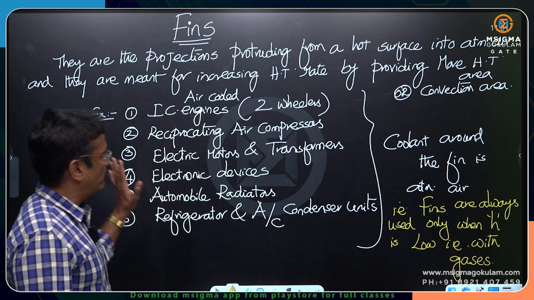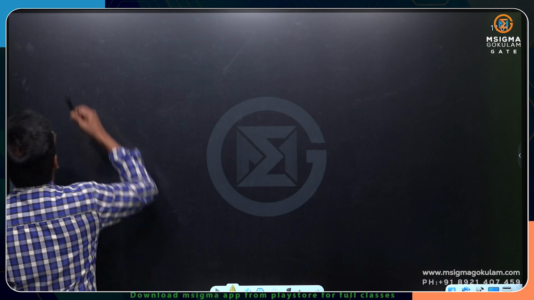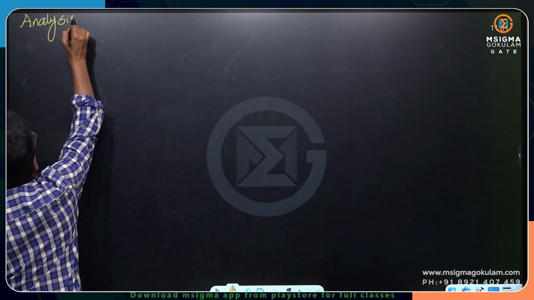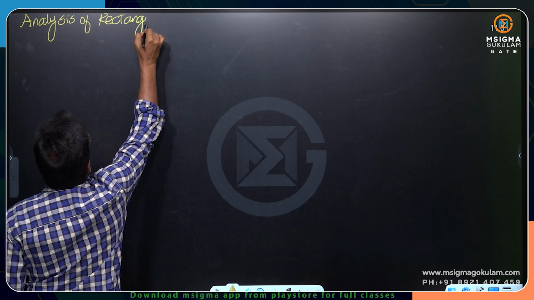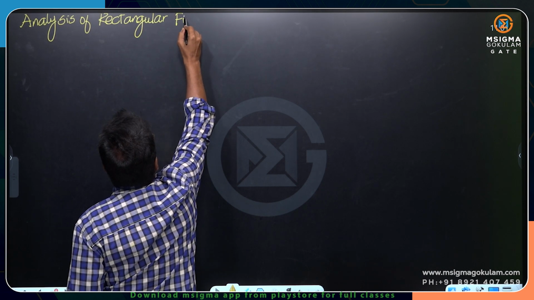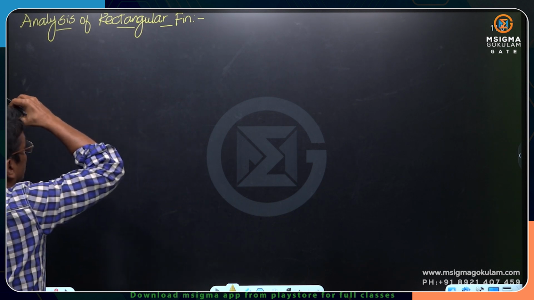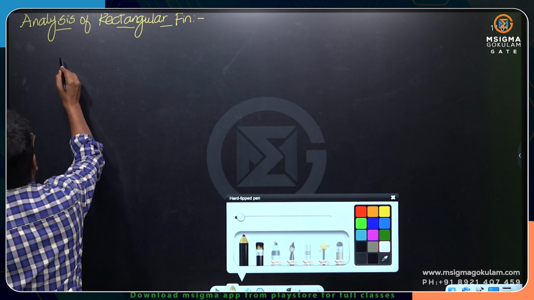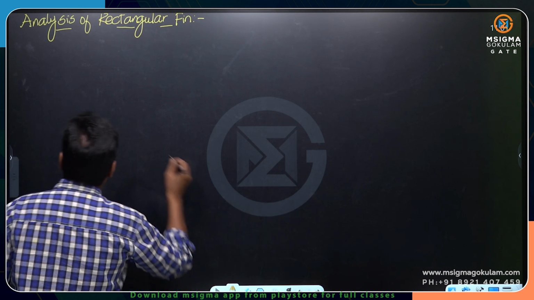Okay, now we have seen what the fins are, where they are used, why they are used, etc. Now let us go to the analysis of the rectangular fin. First, I am just giving how a fin looks, the configuration of the fin. I am drawing the figure.